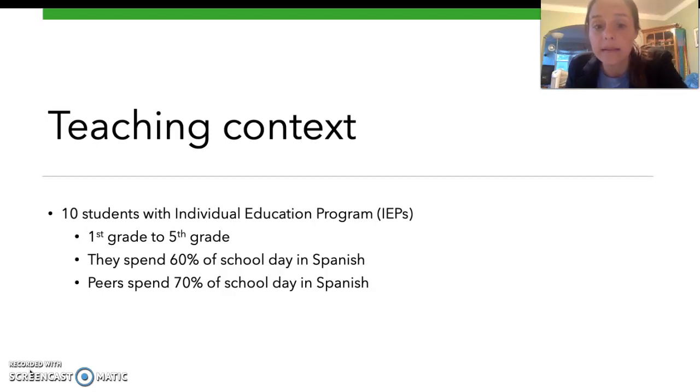And these students spend 60% of their school day in Spanish, whereas the rest of their peers spend 70% of the school day in Spanish. This is important to note because it does influence my intervention and my study. The reason why they are not in the Spanish setting for as much as their peers is because of their IEP and because they're receiving services in math, reading, and behavior in English while the rest of their peers are still in the Spanish classroom.